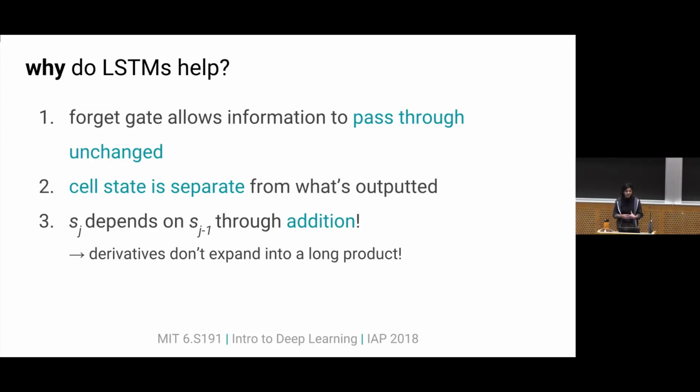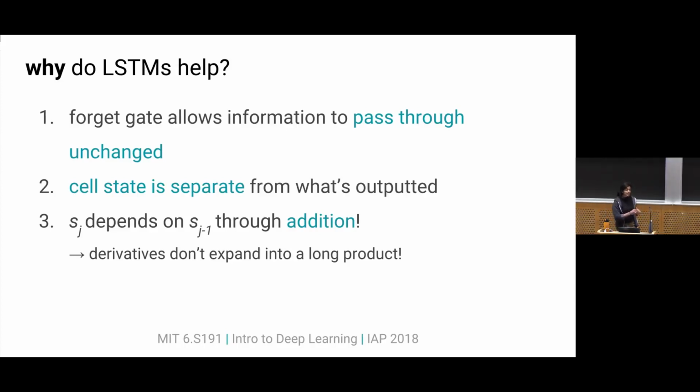The second thing is that the cell state is separate from what's outputted. This is not true of normal recurrent units. Like I showed you before, in a simple recurrent unit, the cell state is the same thing as what that cell outputs. With an LSTM, it has a separate cell state, and it only needs to output information relevant to the prediction at that time step. Because of this, it can keep information in the cell state, which might not be relevant at this time step, but might be relevant at a much later time step. So it can keep that information without being penalized for that.